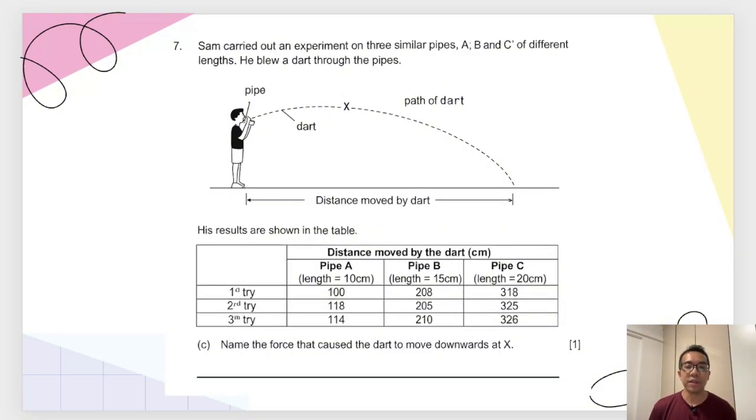So next question is asking what is the force causing the dart to drop to the floor. This is actually a callback to what we learned in the previous question. This one is a relatively simple one. The answer is gravitational force. Again, gravitational force is mass times gravitational field strength. Essentially your mass or weight times the gravitational field strength of Earth.